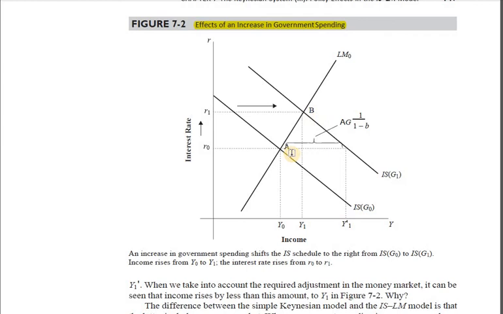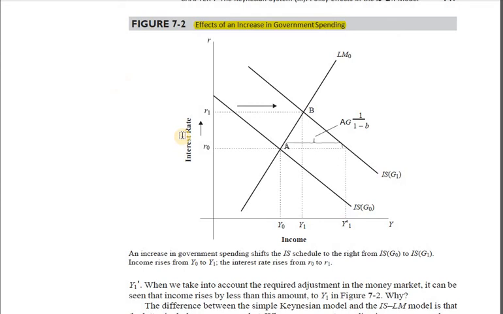But why? First of all, we have seen that the actual increase in government spending is to the tune of from here till here, but the increase in income is not to the tune of Y0 to Y1 hash, rather it is just to the tune of Y0 till Y1. Why? Because of crowding out. What is crowding out?